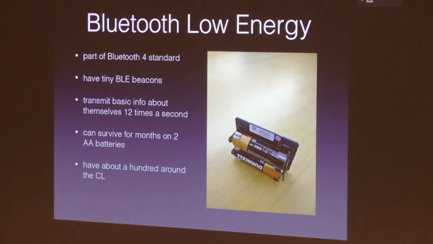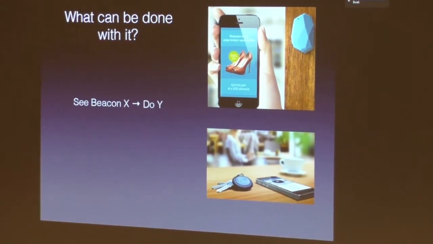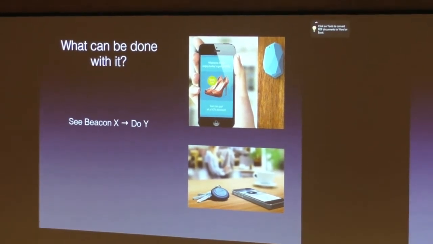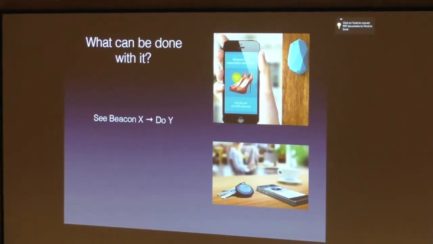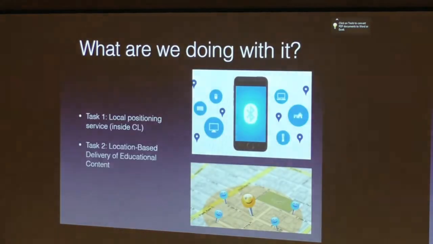Luckily, thanks to Dr. Robert Harley and the company called CSR, we have about 100 of these in the computer lab to play around with and do something useful. So what sort of useful things can we actually do? For example, we can do location-based advertising, or we can track the keys, which all of us are constantly losing. All of this is based on the idea that if you see beacon X, then you take action Y.